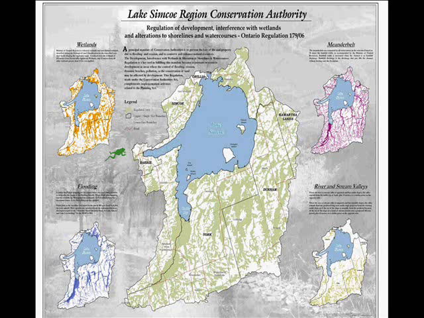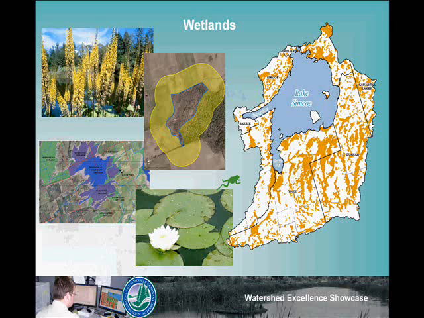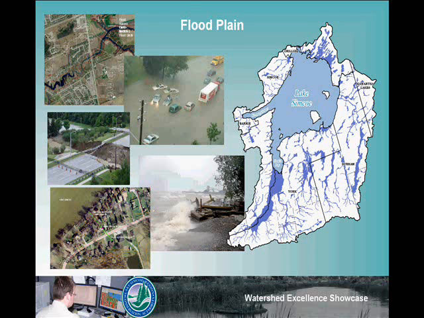So what is regulated? The components protected under the regulation are as follows. Wetlands are one of the regulated components. A wetland is an area of land consisting of soil that is saturated with moisture, such as a swamp, marsh, or bog. Another regulated component is floodplain, including shoreline hazard areas. A floodplain is land adjacent to a lake, stream, or river that experiences occasional or periodic flooding.